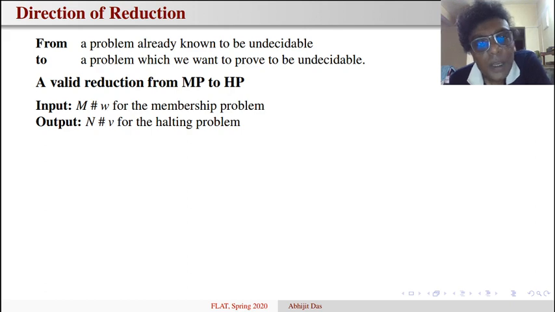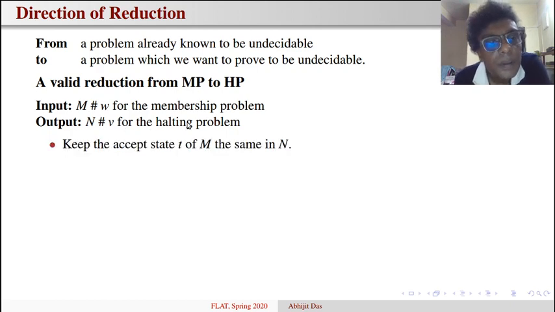For example, if I take a reduction in the opposite direction, that is, from the membership problem to the halting problem, we can propose a valid reduction like this. Now the input is M hash W. This is an input for the membership problem, and we will produce an output N hash V for the halting problem. Okay, this can be done this way.